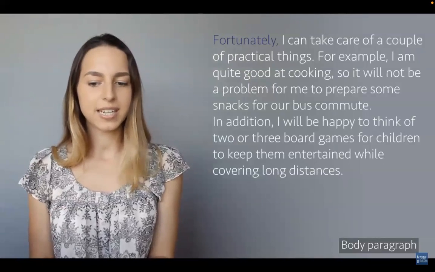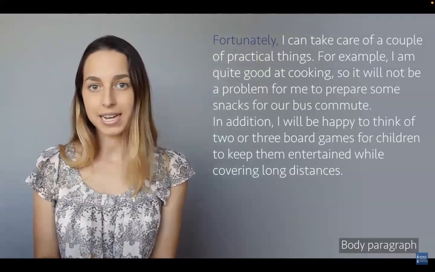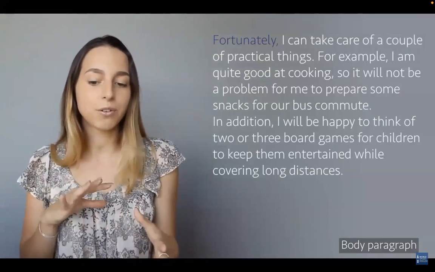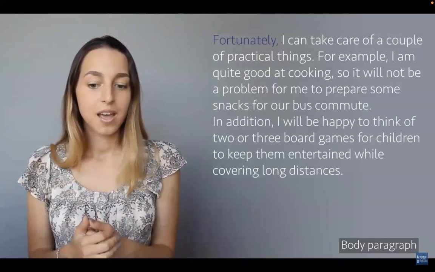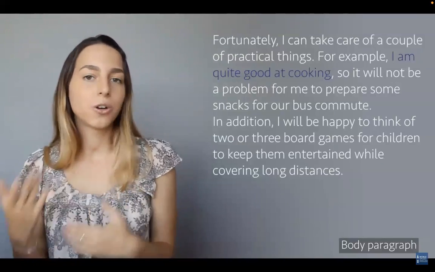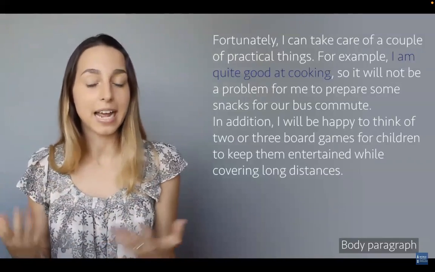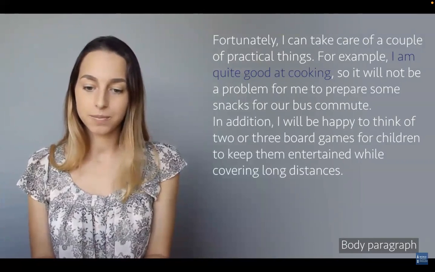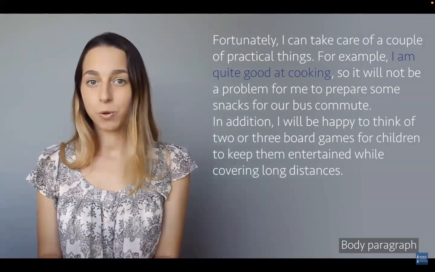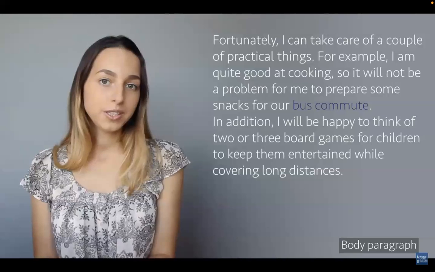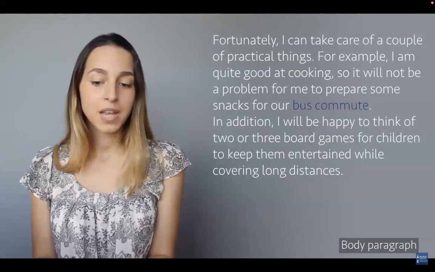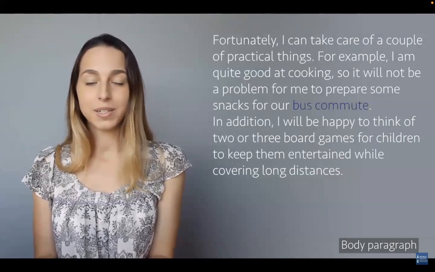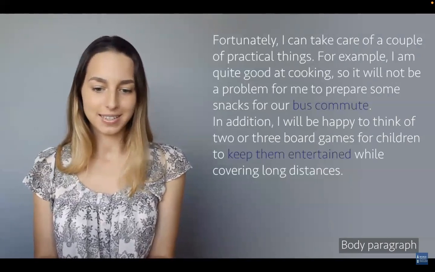My first sentence, which is I can take care of a couple of practical things, kind of introduces all of the next sentences and creates a bit of a coherent storyline here. Then I use I'm good at cooking, and this collocation to be good at again gives you points for your grammar range and for your lexical resource. I also try to substitute the common word trip with the bus commute, just not to repeat myself. And lastly, I use the passive voice to keep someone entertained in my last sentence.